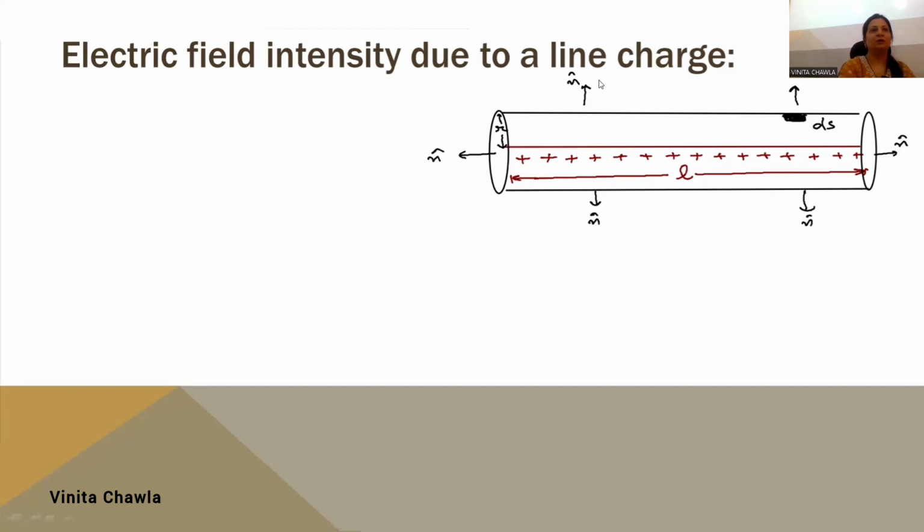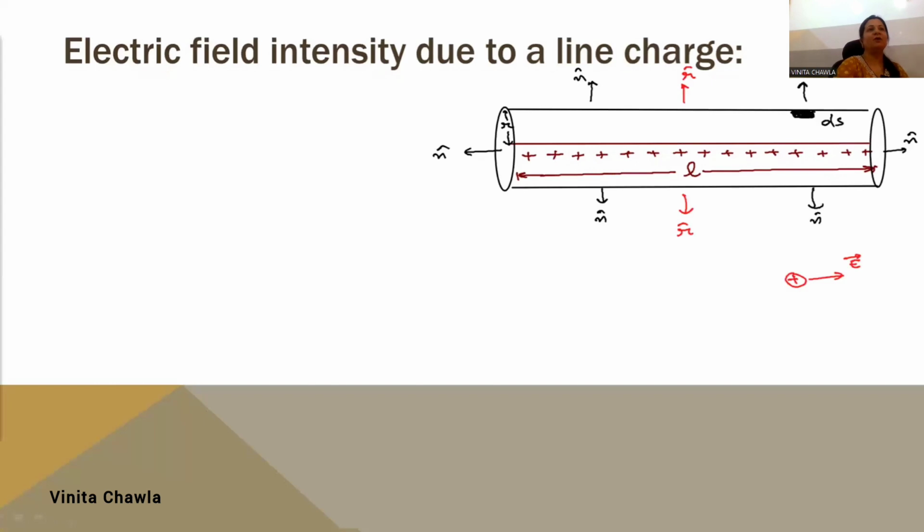vector is pointing in the perpendicular direction on the cylindrical surface. So n cap is everywhere perpendicular. Even at the edges it is perpendicular. On the curved area it is perpendicular. Everywhere it is perpendicular. So this is the direction of the area vector. Listen to each and every step very carefully. This derivation is very important. It can be asked in your exam.